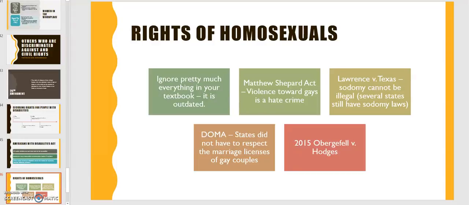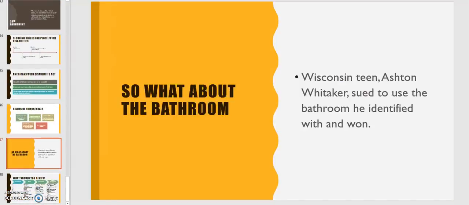DOMA is the Defense of Marriage Act, and that states that states did not have to respect the marriage licenses of gay couples. DOMA is an outdated act because we now know that Obergefell v. Hodges in 2015 made it so that all people, regardless of their sexual orientation, could marry a consenting adult. So males can marry males, women can marry women, and all states have to respect those licenses. Prior to that, DOMA said that states did not have to respect those licenses.